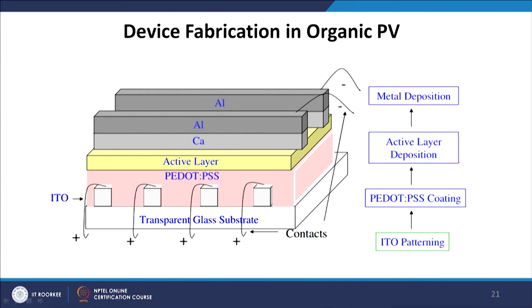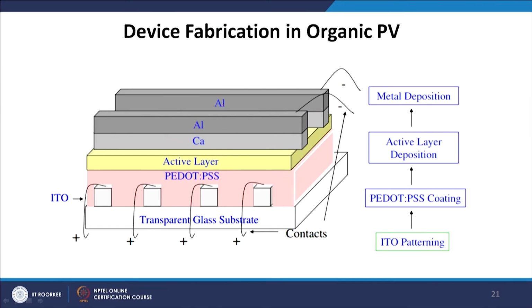Now, let us look at the device fabrication of organic photovoltaic devices, which we will discuss in detail in our next class. We will show how to make the active layer between the two electrodes, namely the ITO and the aluminum electrode. Here we put the ITO patterning, then we put a PEDOT:PSS layer, and then we deposit an active layer, and finally we put a metal electrode.